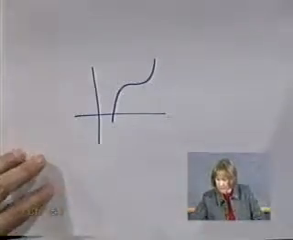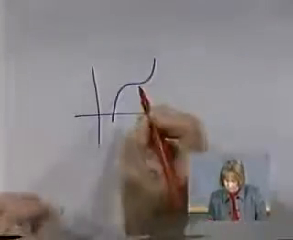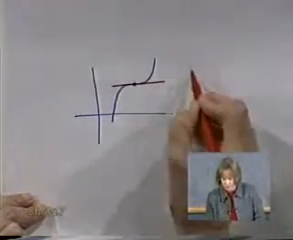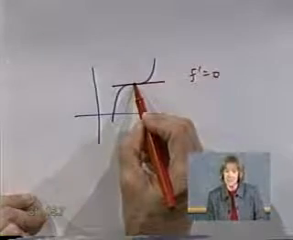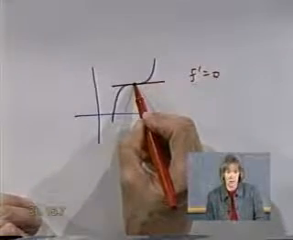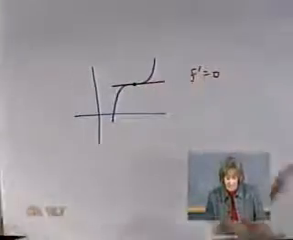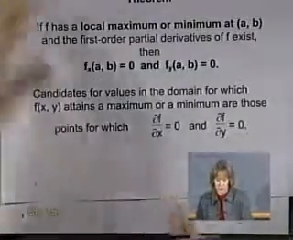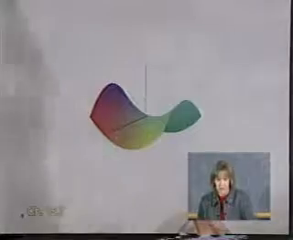And notice right here at this point, the slope of the tangent line was equal to 0. F prime was equal to 0 at that point, but it was not a max and it was not a min. All right? So could that happen in two-dimensional calculus? Well, absolutely. Let's look at the old saddle.